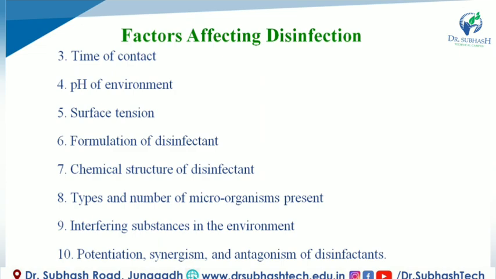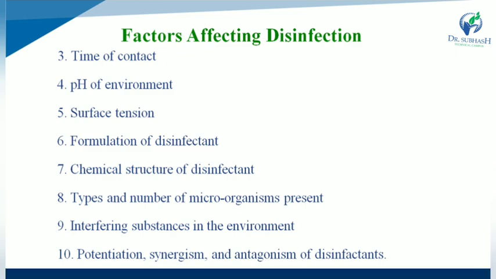While in this video, we will discuss time of contact, pH of the environment, surface tension, formulation of disinfectant, chemical structure of disinfectant, types and number of microorganisms present, interfering substances in the environment, potentiation, synergism and antagonism of disinfectants. So all are the factors that affect disinfection.